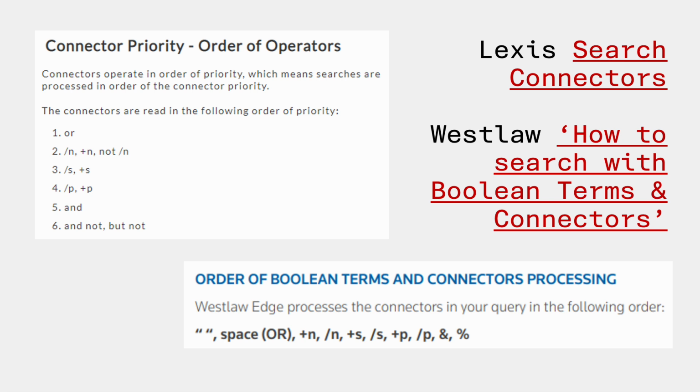A large part of this is just practice, getting a feel for how these queries are read on each database, Lexis and Westlaw. If you have access to other databases in practice, those may be different too, but you're going to want to know how they are being processed. There are some helpful links here too. You can follow these search connectors and the how to search with Boolean terms and connectors link. That may be helpful to you.